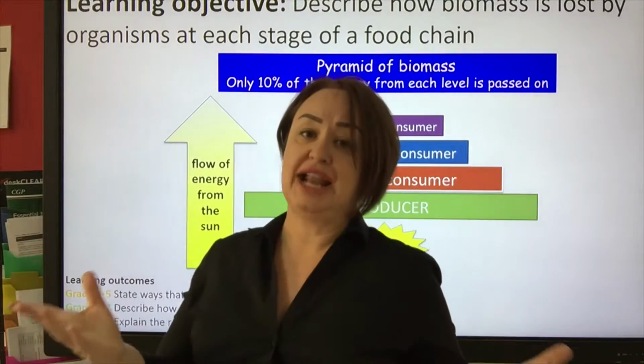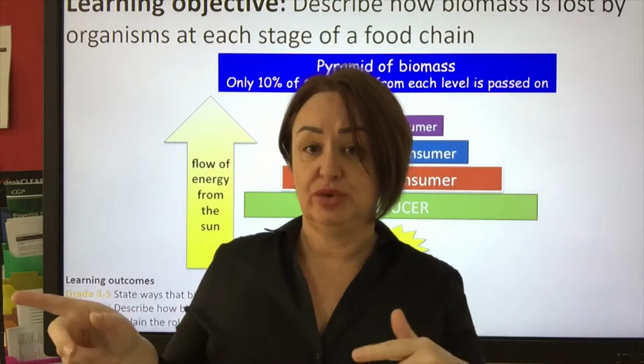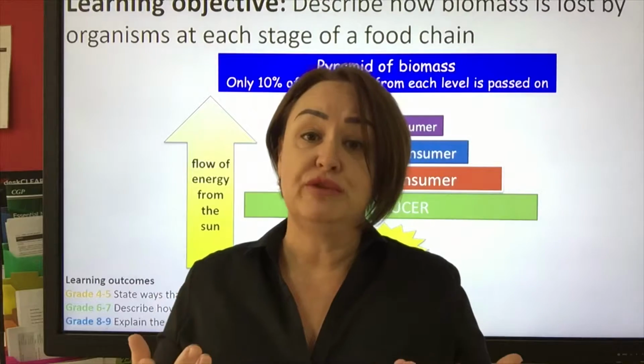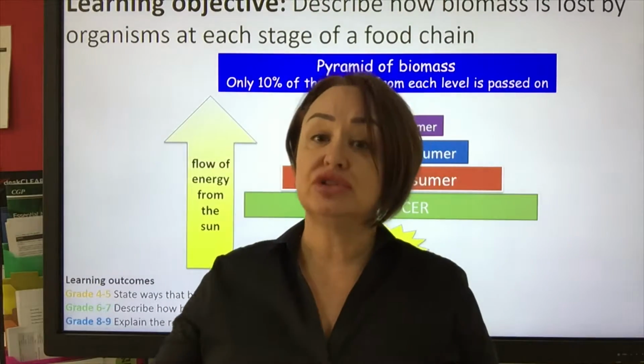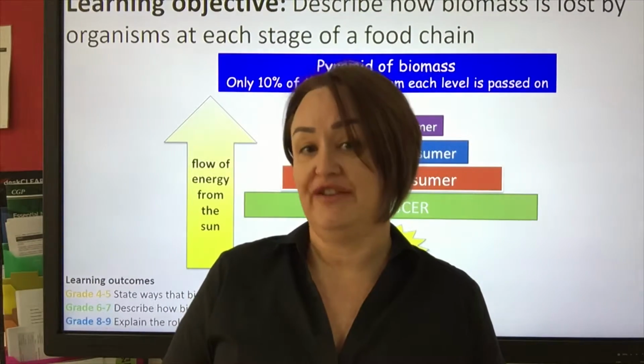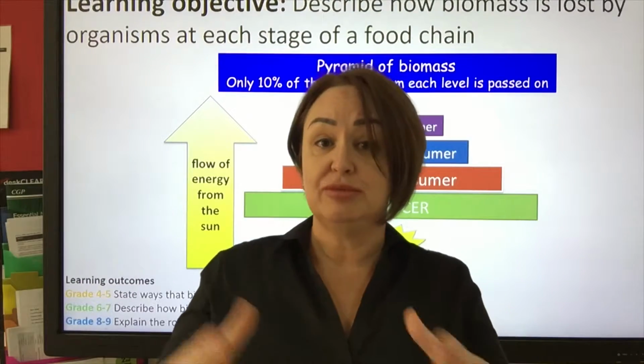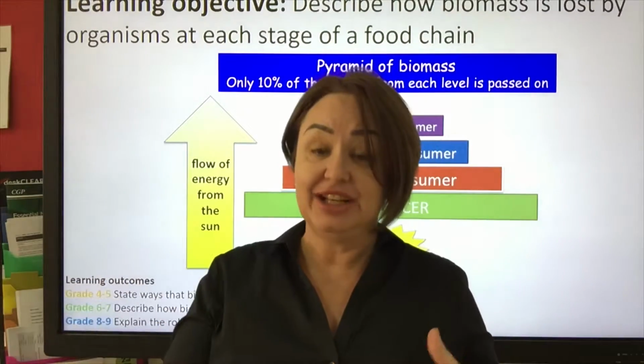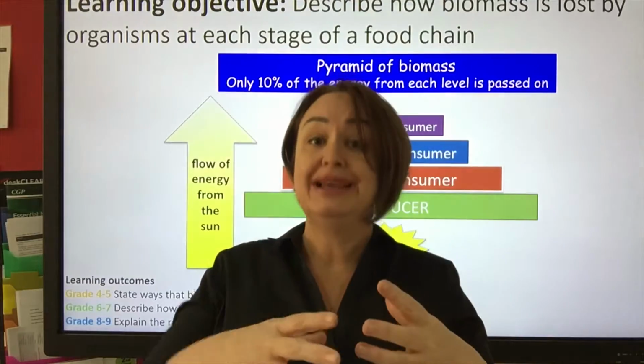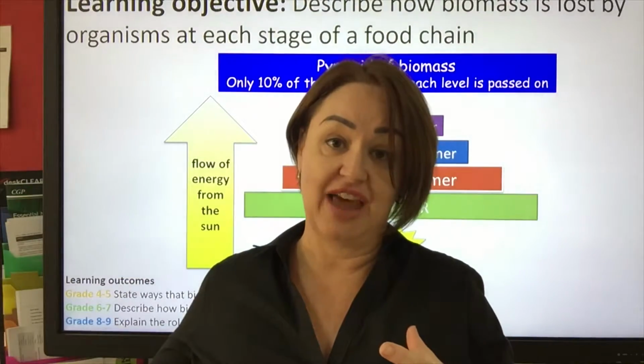We also lose energy as we move from one trophic level to another because we move about. When we move, we need our muscles to contract, and this uses a lot of energy. So for any organism that moves around, if it's then eaten, the energy that's gone into that organism isn't going to be passed on to the next trophic level.